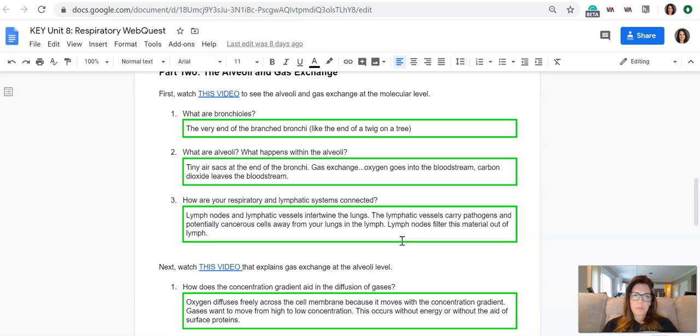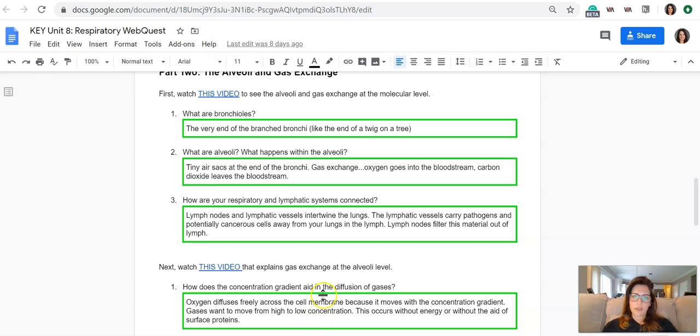The alveoli are tiny air sacs at the end of the bronchi. This is where gas exchange happens, which is when oxygen goes into the bloodstream and carbon dioxide is removed from the bloodstream.